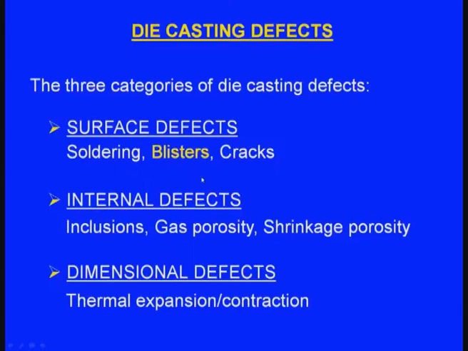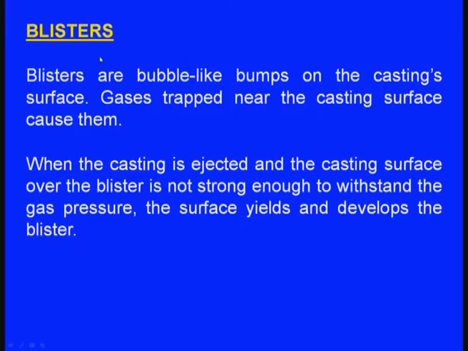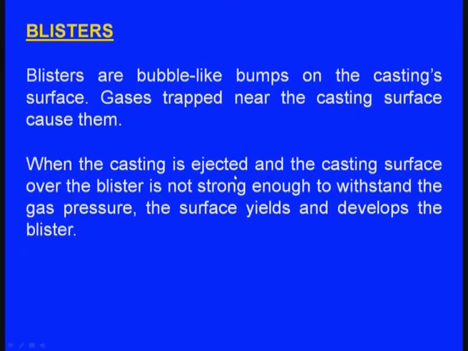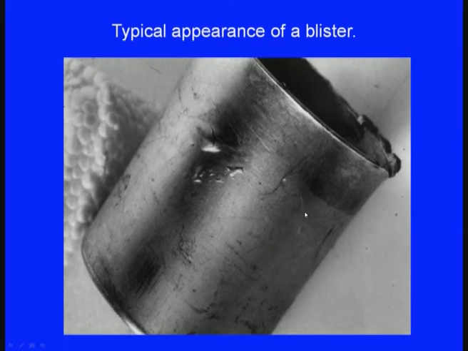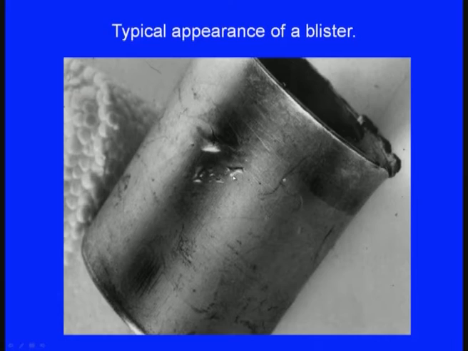Second defect is the blister. What is a blister? Blisters are bubble-like bumps on the casting's surface. Gases trapped near the casting surface cause them. When the casting is ejected and the casting surface over the blister is not strong enough to withstand the gas pressure, the surface yields and develops the blister. Let us see its appearance. Yes, this is the casting. Here we can see a kind of defect like a bubble. So, this is the blister. You can see here, this is the blister.